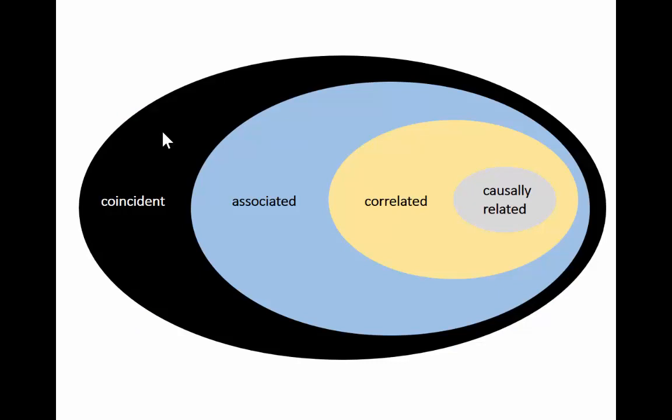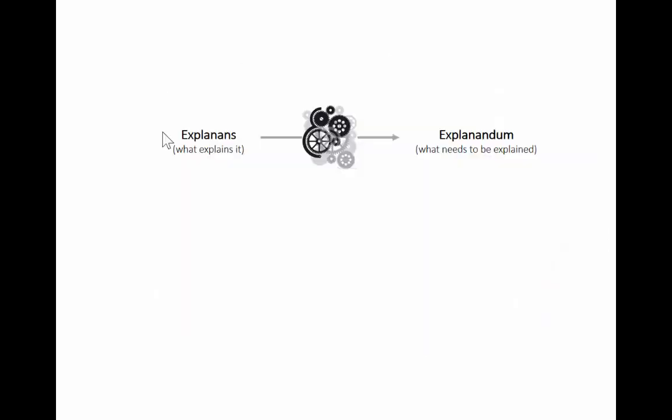Things can occur at the same time, then they are coincident. Think of the eclipse. The stars just align, but it's just a coincidence, but you observe them at the same time, at this particular moment. Then things can be associated. When they are associated, they are also coincident, so obviously they also happen at the same time. They can be correlated and causally related, the smallest one of these. Okay. So these are some terms that I'm going to refer to for the rest of the lecture.